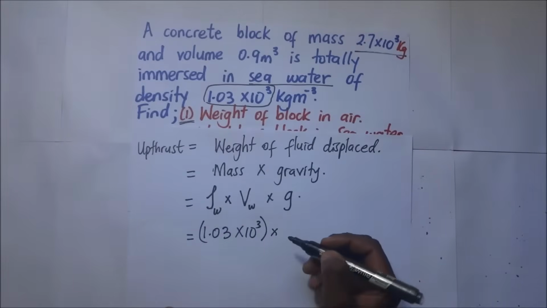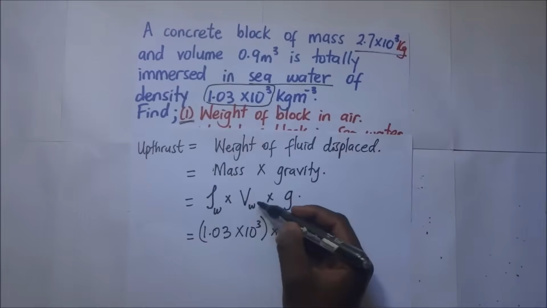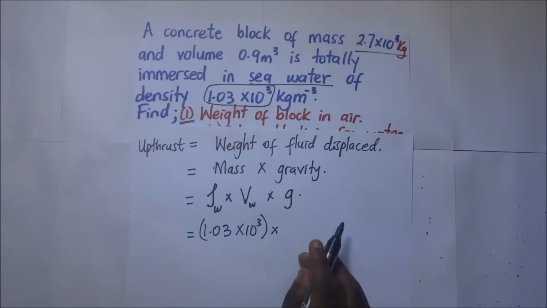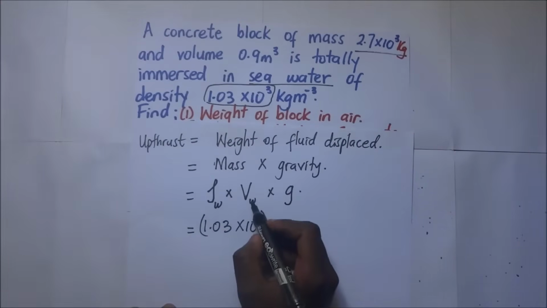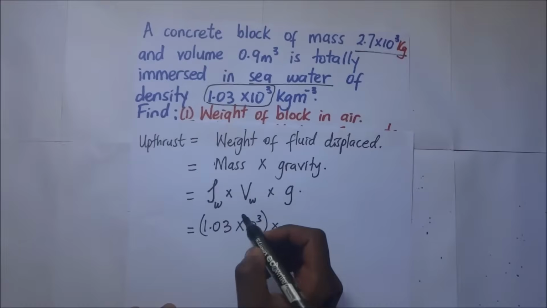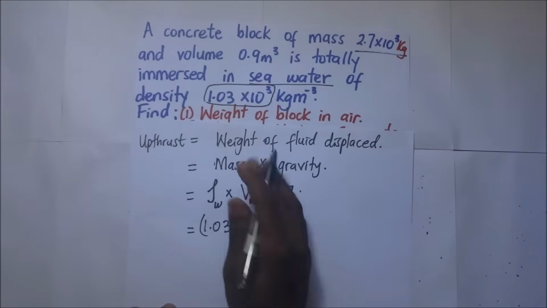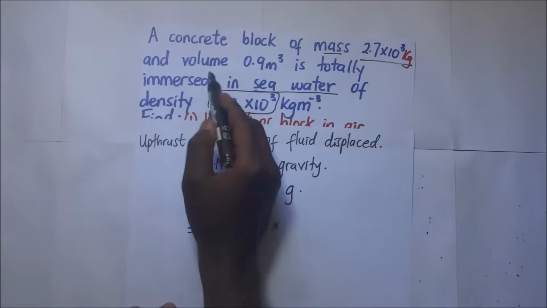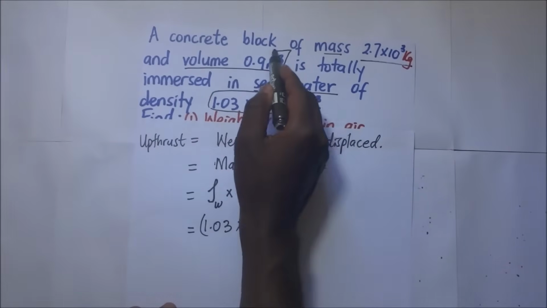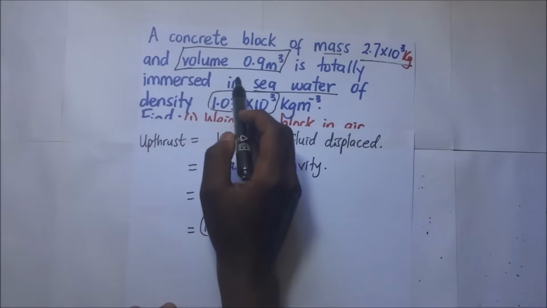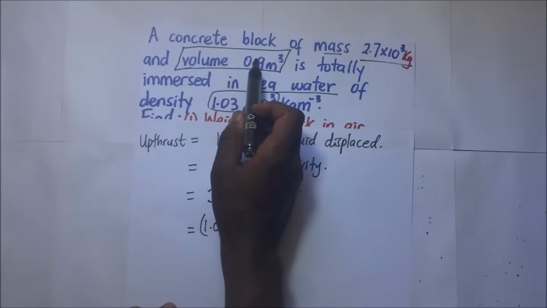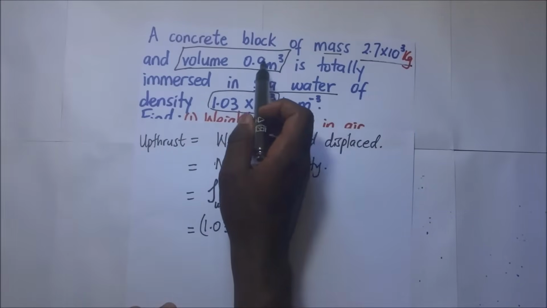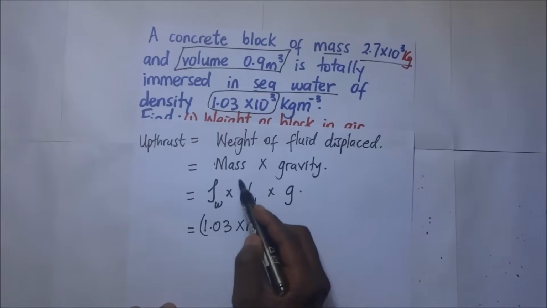Multiply that by the volume of the water. Now the volume of the water that was displaced is equivalent to the volume of the concrete block that is displacing the water. And according to our question, they tell us the concrete block is of this mass, and the volume of that concrete block is 0.93 meters cubed. So if the volume of the concrete block is 0.93 meters cubed, that's the same volume that was displaced, the volume of the water.